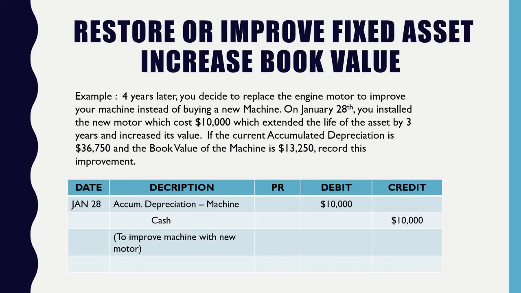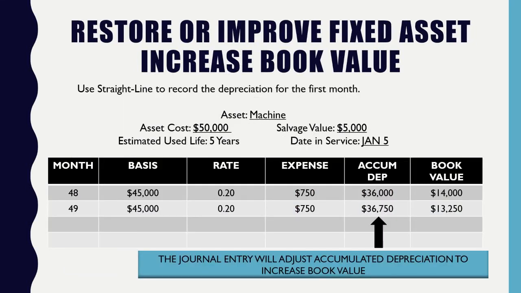Okay? Now let's see what happens and how it affects my depreciation table. In this case, this is where we're at. We're at the 49th month, okay? Right now, my accumulated depreciation, as you can see, is $36,750, and my book value is $13,250. So by journalizing that $10,000 fixture, what happens on my actual fixed asset depreciation table is this.